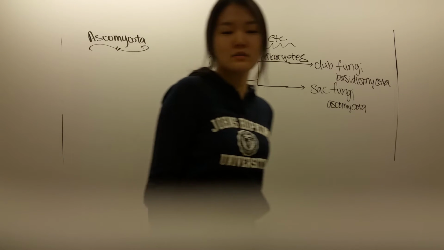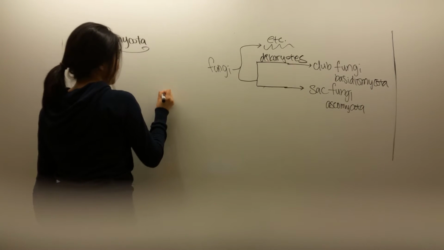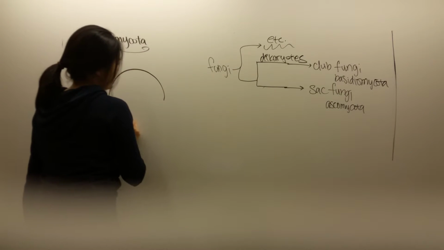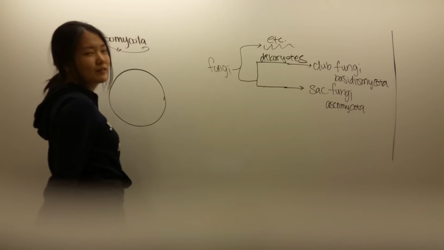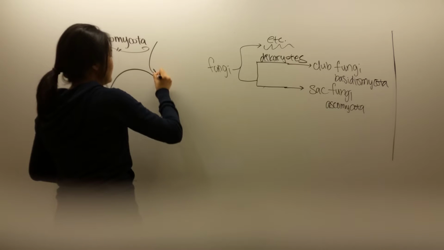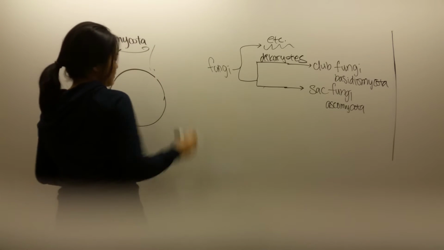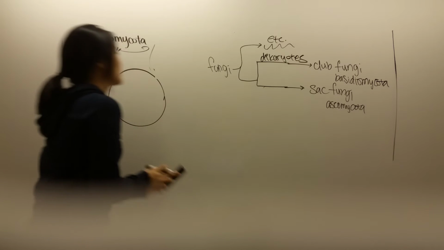So Ascomycota, when you have a life cycle, you basically look at some sort of life cycle. Obviously it's going to be an actual cycle. Maybe I should draw it bigger.